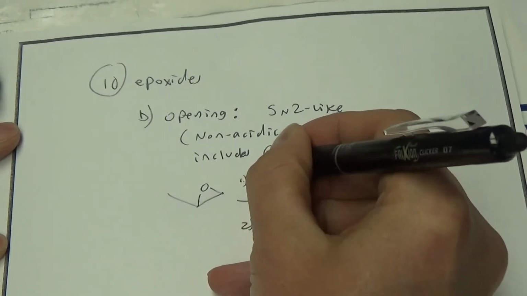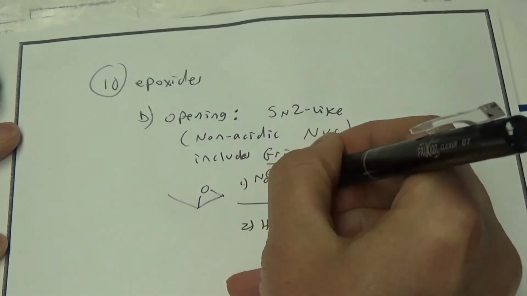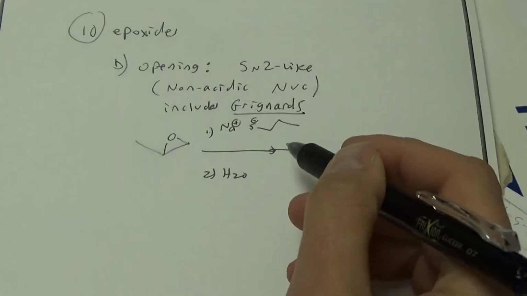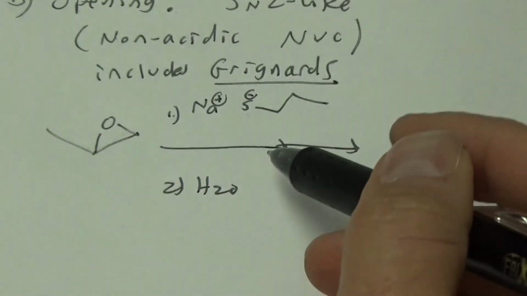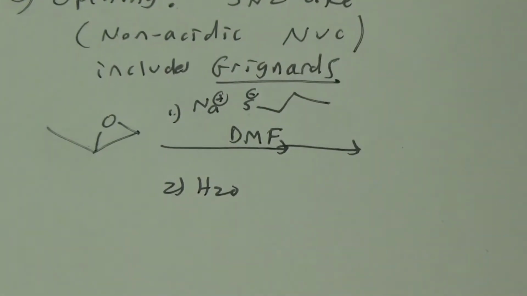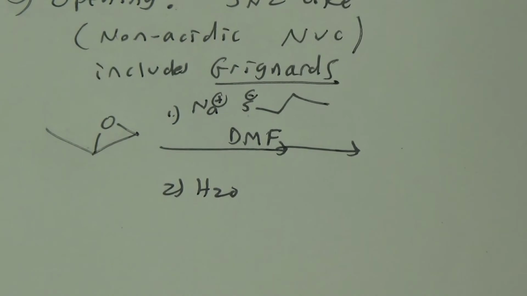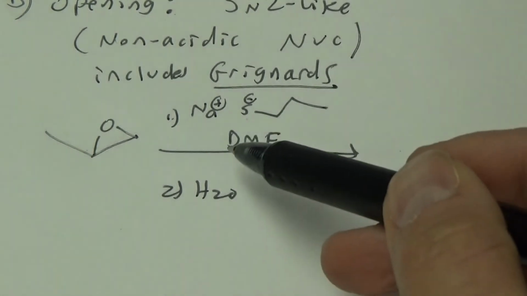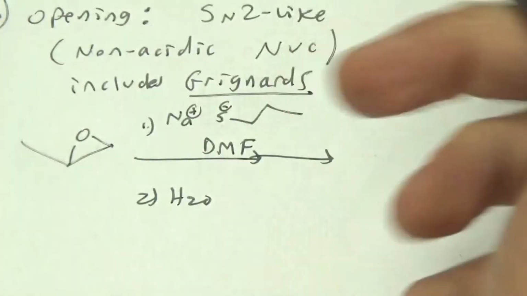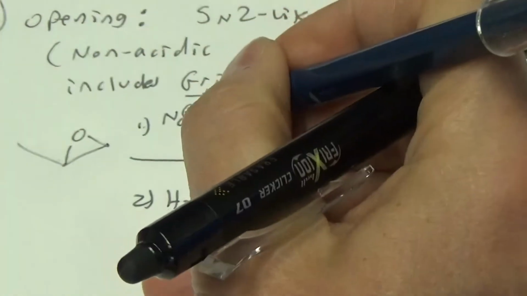Number 1. Na plus, S minus. If you look at the nucleophile, Na plus, S minus, maybe throw some DMF in. This just looks like a normal old SN2 reaction, right? And it opens up exactly like an SN2. You don't need water as a second step, but what's the mechanism, and then we'll draw the product.